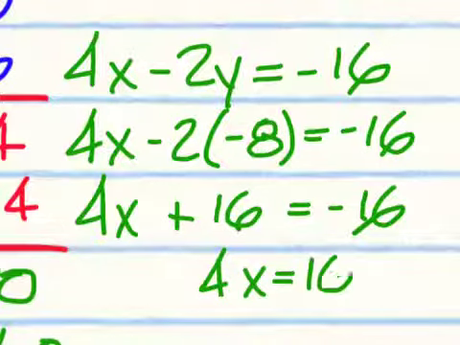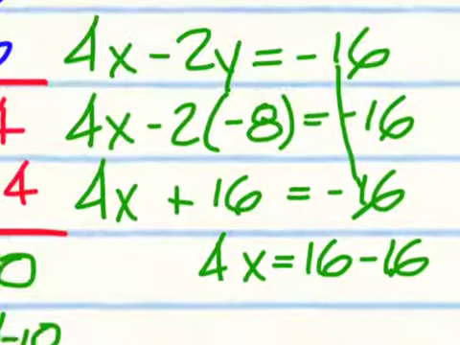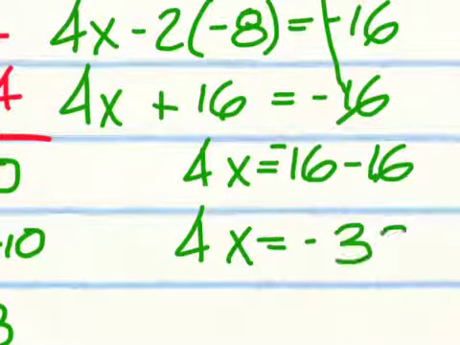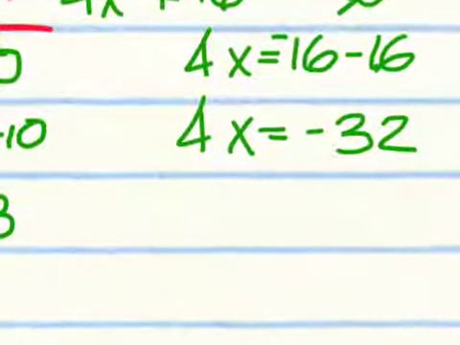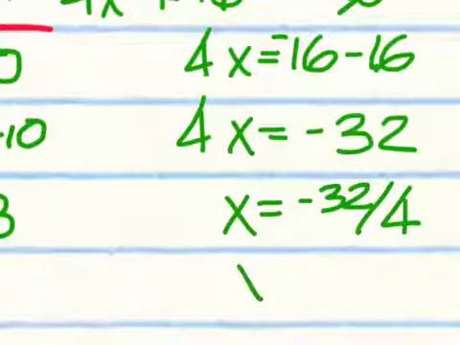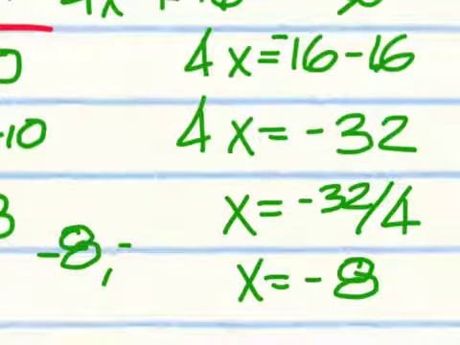Change the sign. Whoops. There's no way I can get rid of that. I'll just have to leave it in there. That should be a negative 16 right here. Negative 16 minus 16 is going to be negative 32. And then divide negative 32 by 4 and come up with another negative 8. So it should be negative 8, negative 8.